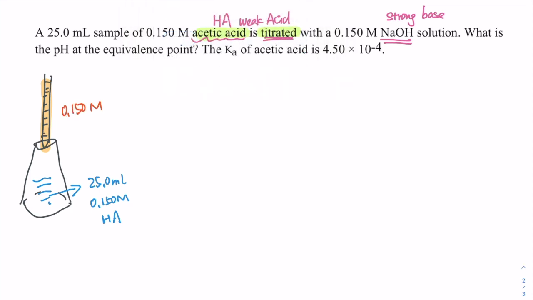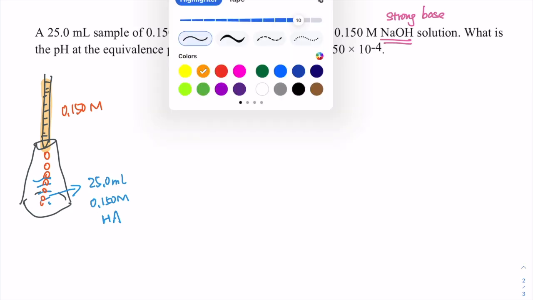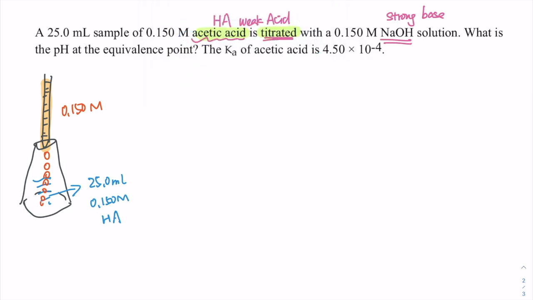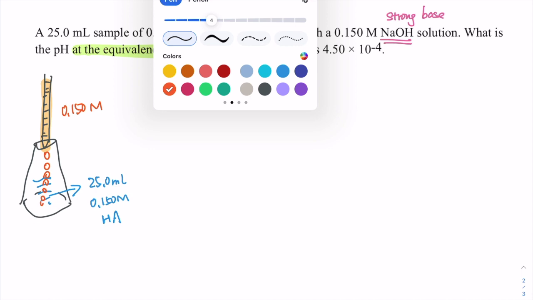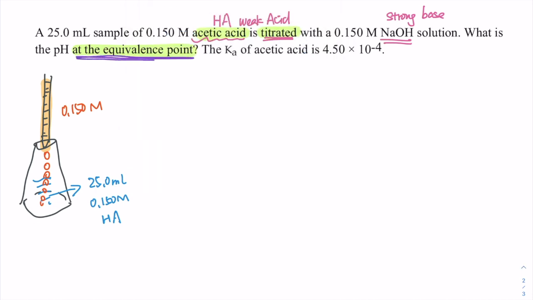The strong base here is given with a concentration. How much of this base I'm adding to my Erlenmeyer flask in the titration? It's not given, but let's keep on reading and see where else we could figure that out. The question is asking, what's the pH at the equivalence point? This question is specifically talking about the equivalence point, which is telling us very important information.